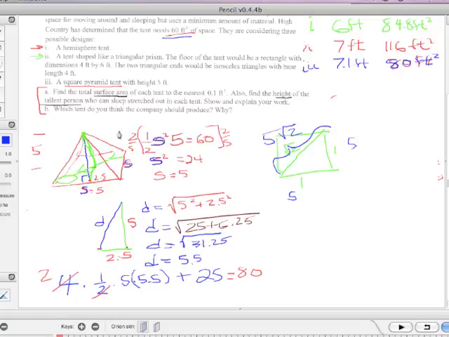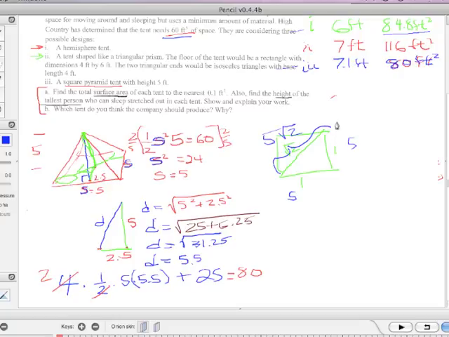Well, let me just answer these questions real quick. Which tent do you think the company should produce and why? It seems to me it should be this bubble tent, because most people aren't over 6 feet, and this really keeps the amount of material low. So it would probably be number 1 or number 2. Number 2 would probably be this one right here, for a family, and number 1 would be for an individual.